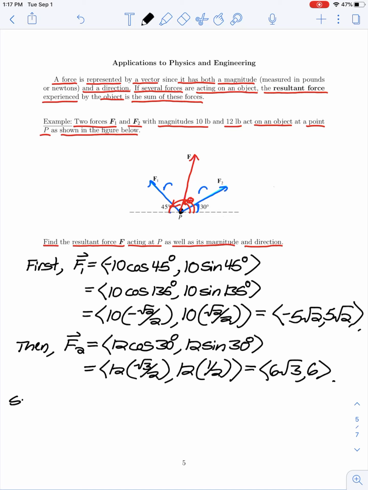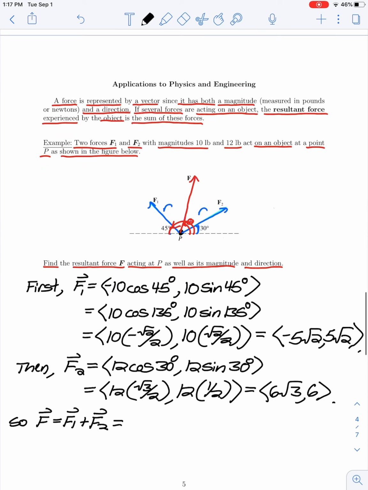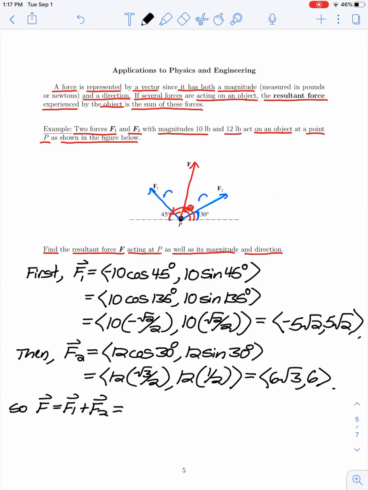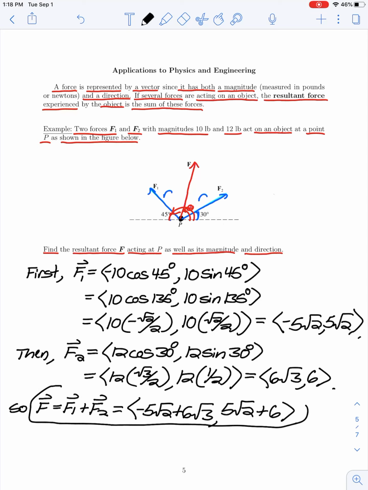So to find the resultant force acting on our object at point P, we take the sum of these two forces, F1 and F2. So to add these two vectors, we would add their components. So the x component is going to be negative 5 root 2 plus 6 root 3. And the y component is 5 root 2 plus 6. So this would be the resultant force that we were interested in.